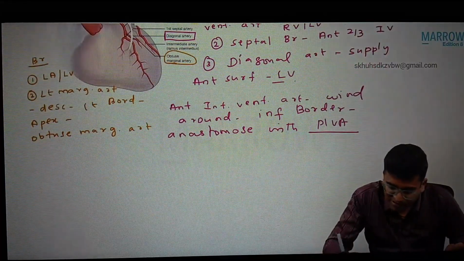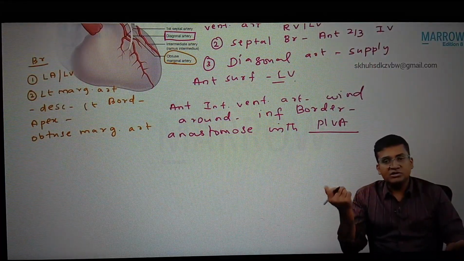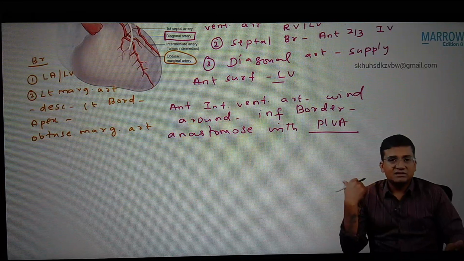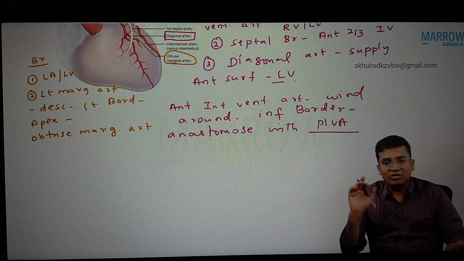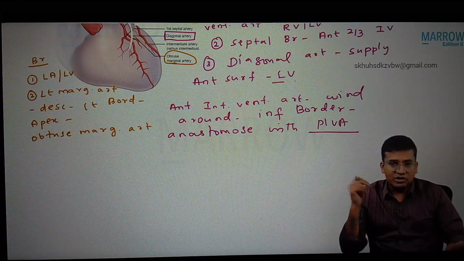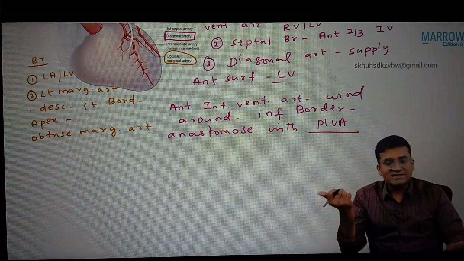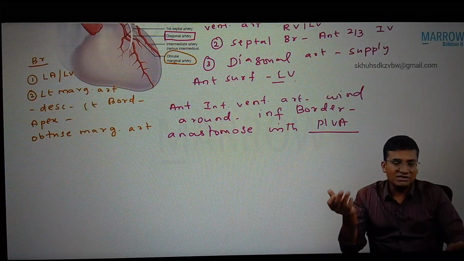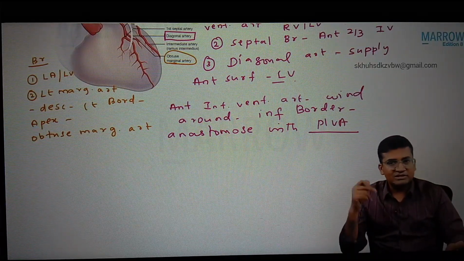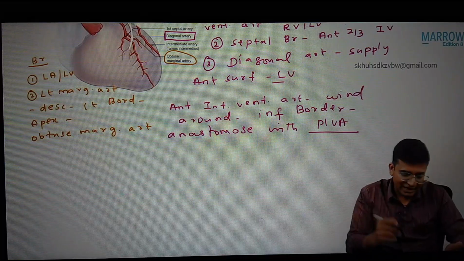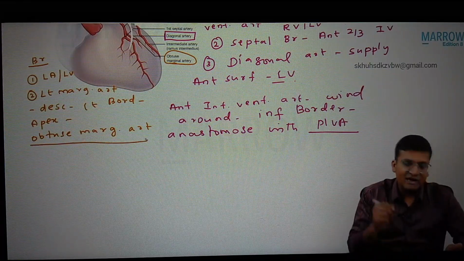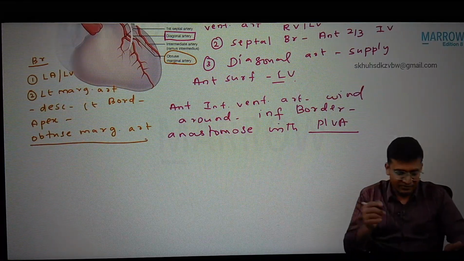So, why obtuse marginal artery? The angle of origin of the left marginal artery from the circumflex is obtuse, more than 90 degrees. So, the obtuse marginal artery, also known as the left marginal artery, has an angle of origin more than 90 degrees from the circumflex artery. Again, this is the question. The obtuse marginal artery is a branch of the circumflex artery.